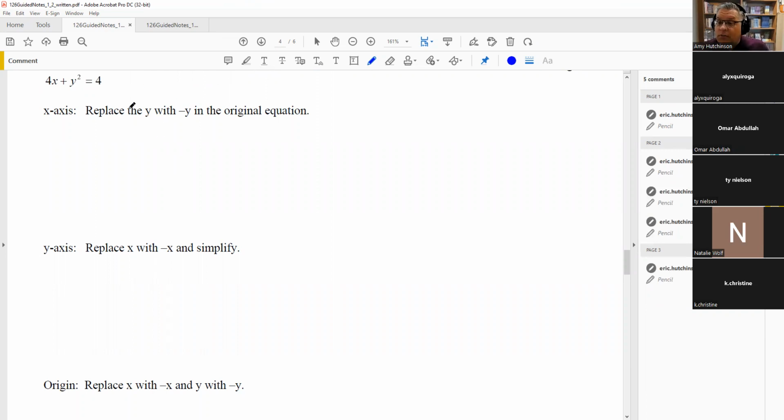So for this first one, x-axis, if I want to test for x-axis symmetry, replace the y with negative y into the original equation. We're going to simplify it. If we get the same thing we started with, then it's going to have that particular symmetry. All right, so I have 4x, and then instead of a y, I'm going to replace the y with negative y. And then I want to simplify what results. So I get 4x plus, so negative y squared means I just get positive y squared there.